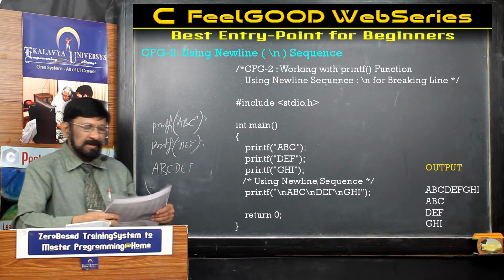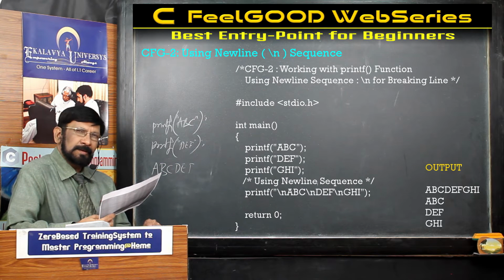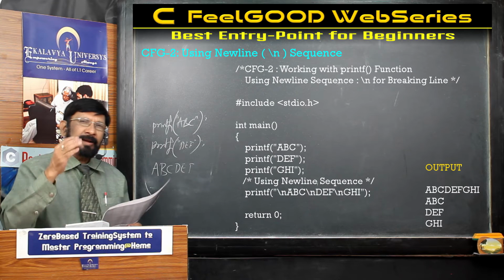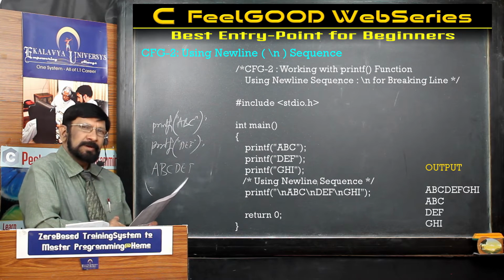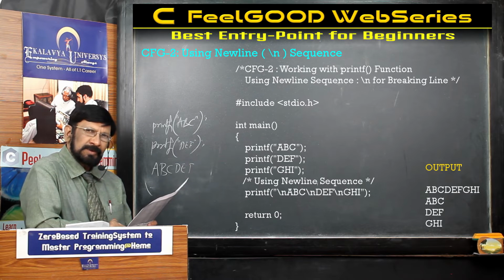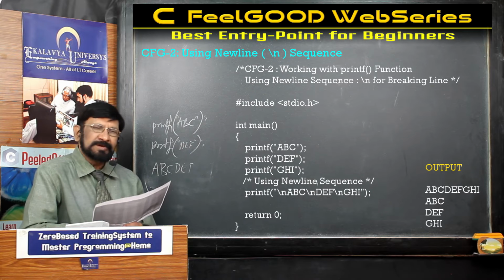Actually, you are expecting two lines, but the output is printed in one line. Why is it happening? It means printf cannot break its line. Now you see this program. In this, three printf statements are written. In the first one the string is ABC, the second one is DEF, the third one is GHI.